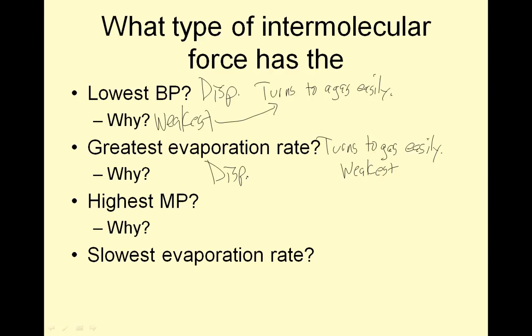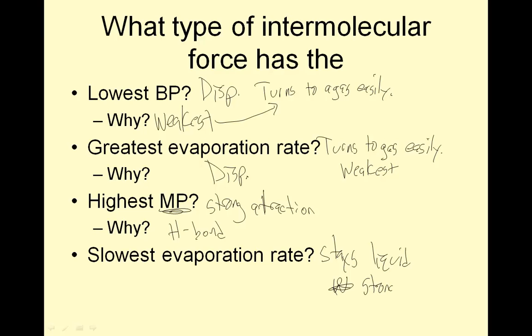I know I answered these in the wrong order, but highest melting point, that means strong attraction. What has the strongest attraction for intermolecular forces? H bond. Slowest evaporation rate means it stays a liquid the longest. And that means it is the strongest, H bond.